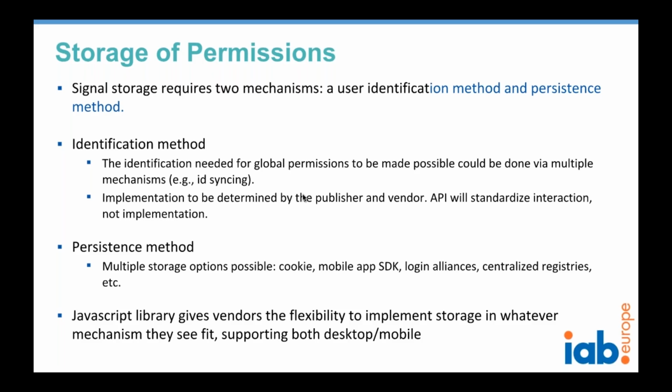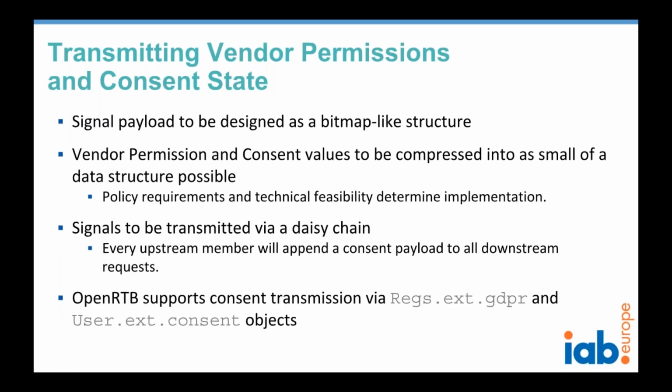If you go to the next slide. So, transmitting the vendor permission and consent state. The way we do this, I mentioned this a couple of times, we can call it a daisy chain, we can call it a bit string. Basically, we generate a bit string with all the information, and that has its own specification.